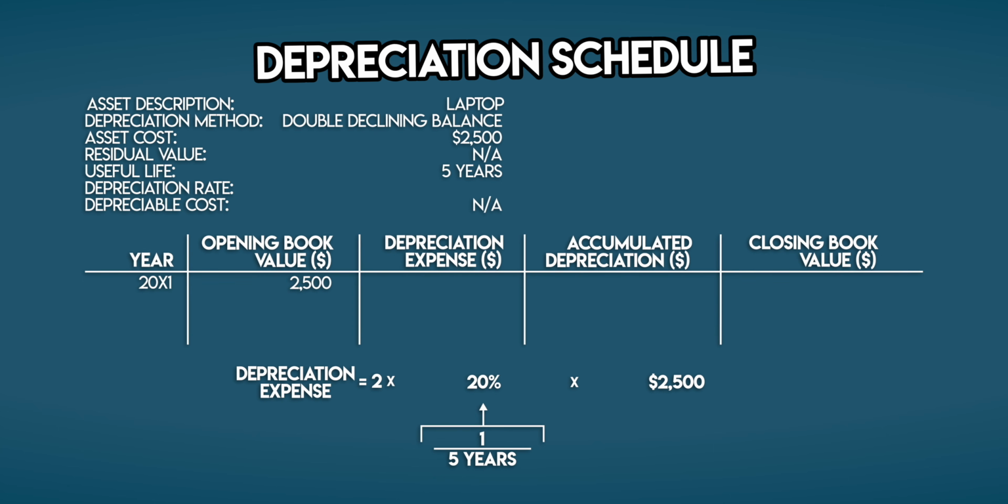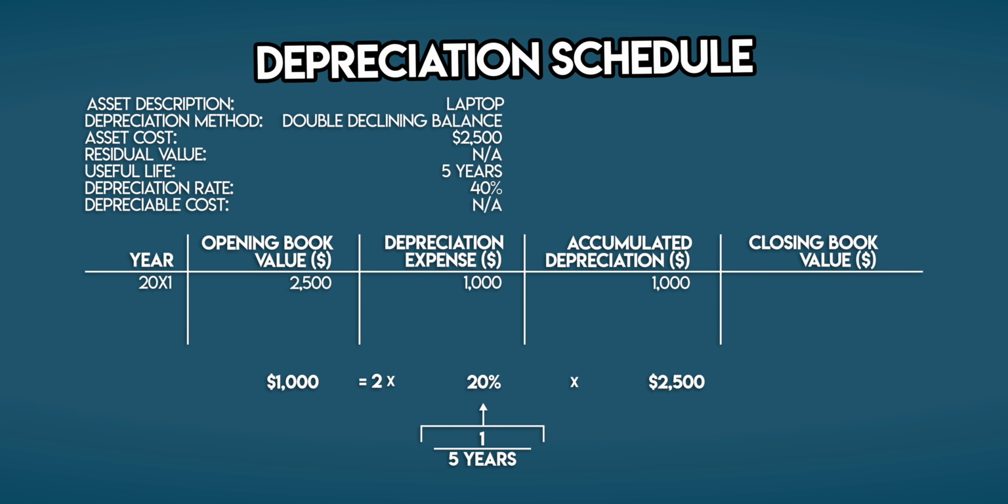2 multiplied by 20% is 40%, your double declining balance depreciation rate. 40% of $2,500 gives you $1,000, which is your laptop's depreciation expense. Accumulated depreciation is the sum of all depreciation expenses incurred to date. In year 1, it matches your depreciation expense, so it's $1,000.